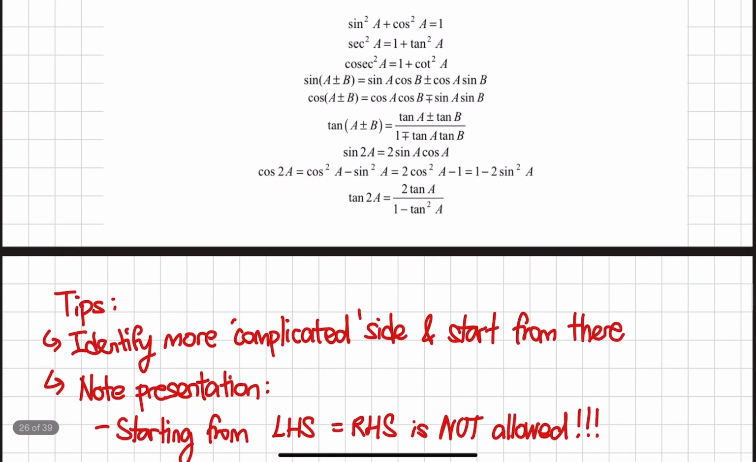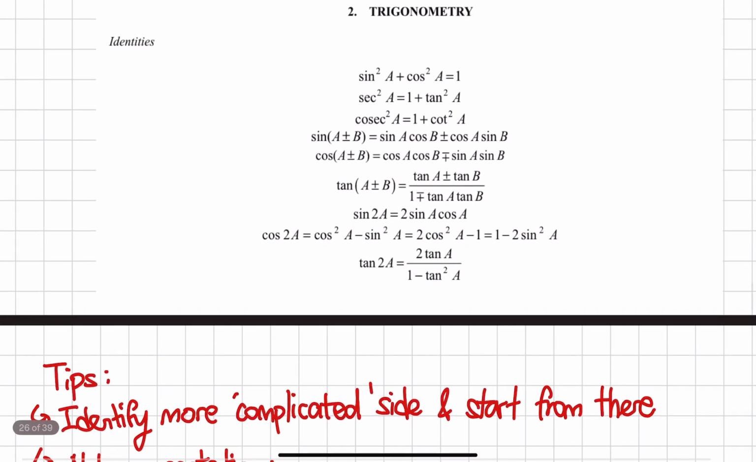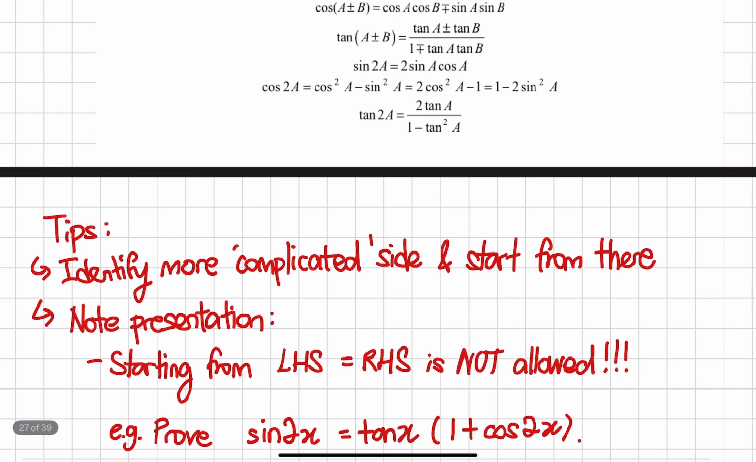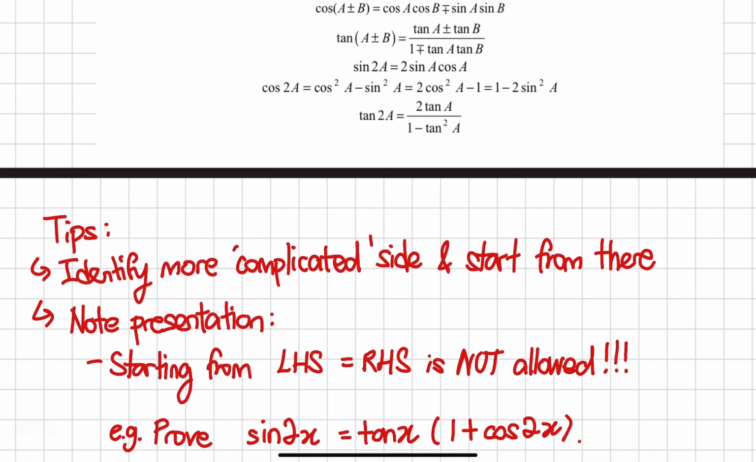The first tip is to try to identify the more complicated side and start from there. Either the left side or the right side, always start from one side. Think of which one seems more complicated, because it's always easier to simplify something complicated than to make something very simple become very complicated. Then also, please note your presentation. If your first line says that left hand side is equal to right hand side, this is already wrong because the question asks you to prove.